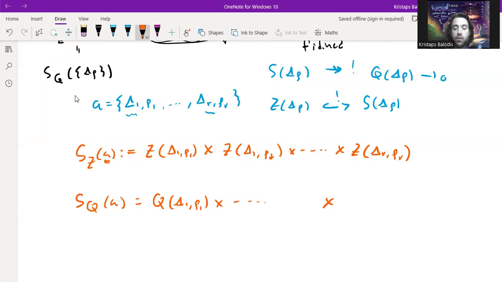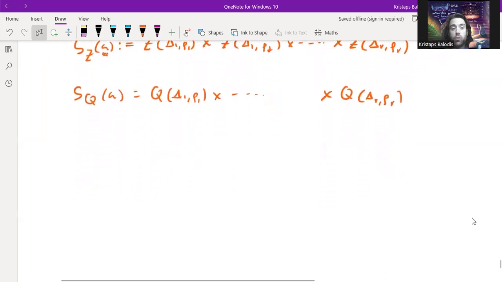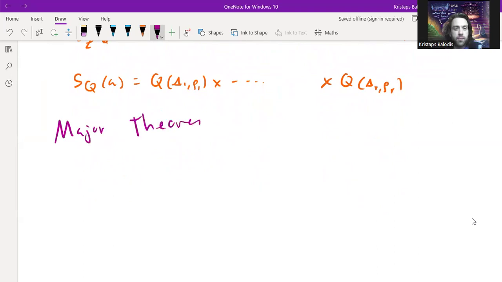And again, these things still have unique irreducible quotients and unique irreducible subs. And the point is this: there's two ways we can frame this. I'm going to frame it one way in terms of the S sub Q of A first. So, major theorem.